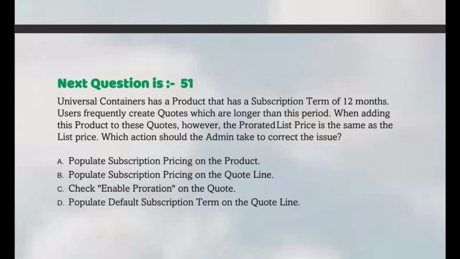Option A, populate subscription pricing on the product. Option B, populate subscription pricing on the quote line. Option C, check enable proration on the quote. Option D, populate default subscription term on the quote line. Correct answer is option A.